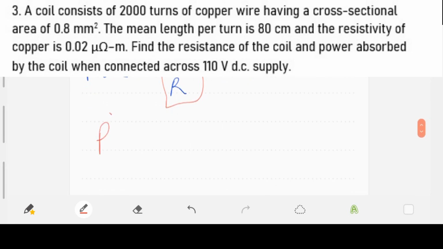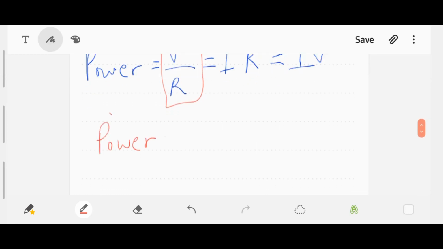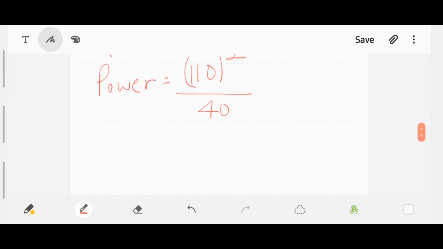So now power is equals to 110, which was given from our question, which is the DC supply, square all over our resistance, which is 40. So now using your calculator to calculate everything, we will arrive at 302.5 watts. So power is measured in watts. So 302.5 watts.